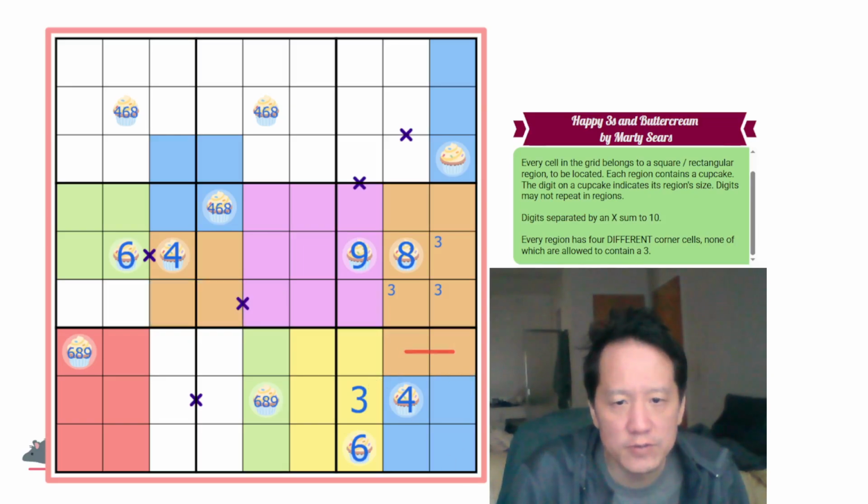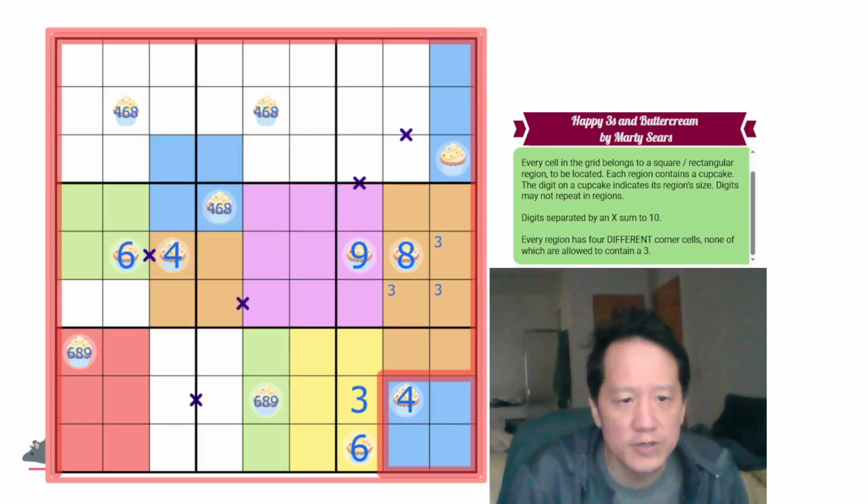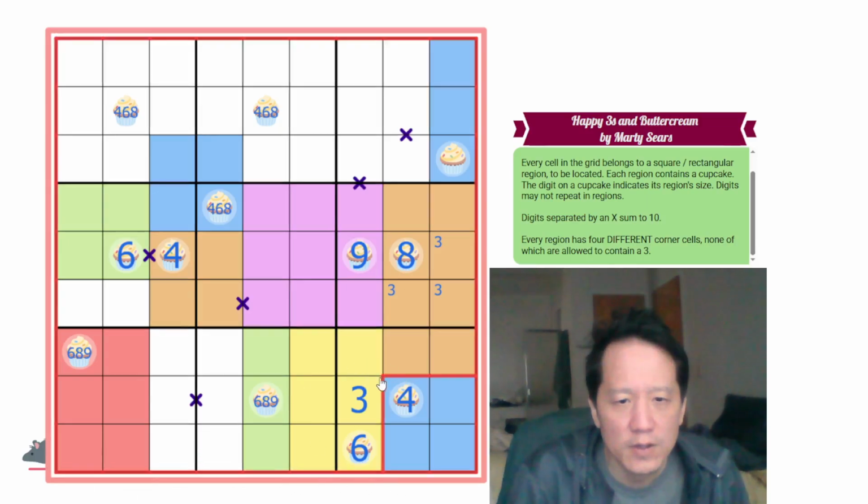Okay, so let's look at boundaries. We're in the center. We need to do edge. This is a boundary. Let's just draw the entire boundary. This is a boundary. This is a boundary. This is a boundary. And this has to be a boundary. So this is a boundary too.